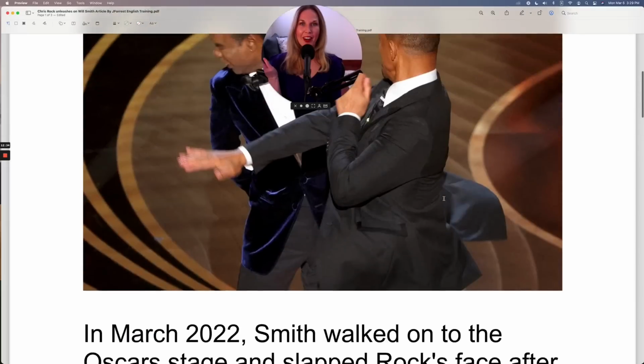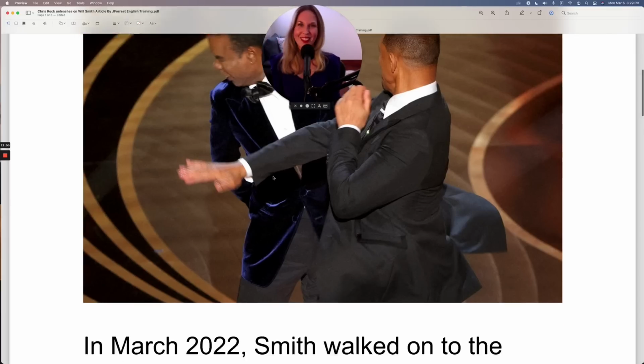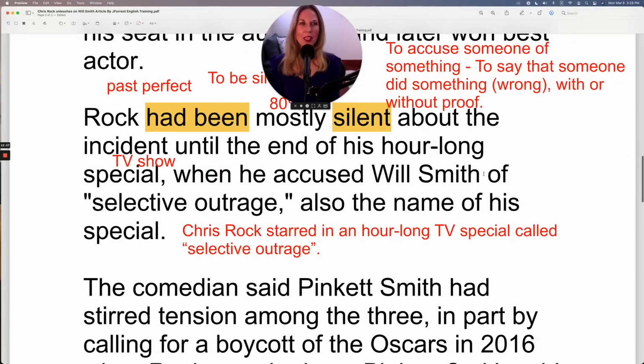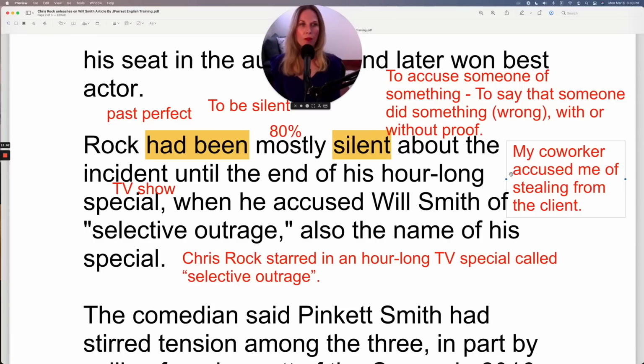So here we have proof that Will Smith slapped Chris Rock because it was videotaped. Everybody saw it, right? This is the evidence. This is the proof. But let's say there was no camera and Chris Rock just accused Will Smith. Maybe there isn't proof. But in this case, there is proof. Let me give you an example because I want you to notice the sentence structure. My coworker accused me of stealing from the client.